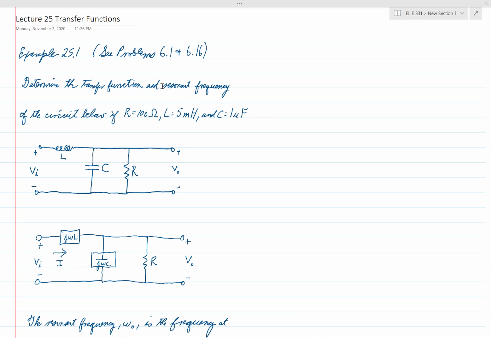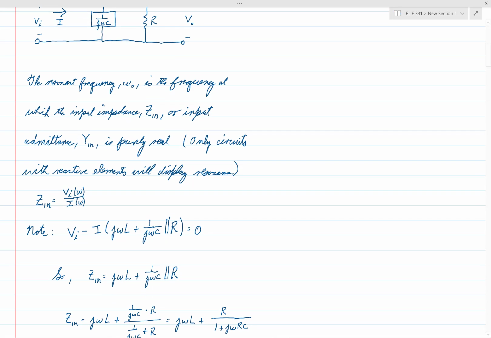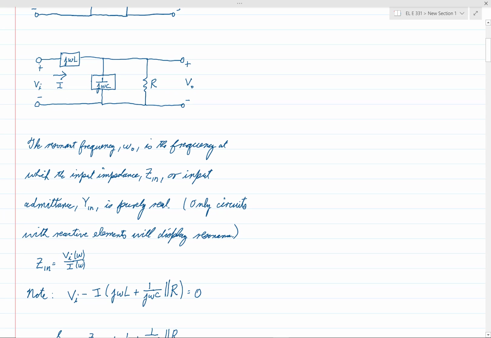So, as I said then, we're first going to find the resonant frequency. This is a concept we have not talked about before, so let's see how to do that. The resonant frequency is usually denoted by omega naught, and it's the frequency at which the input impedance Zin or input admittance Yin is purely real. And note that only circuits with reactive elements, in other words capacitors or inductors, will display resonance.